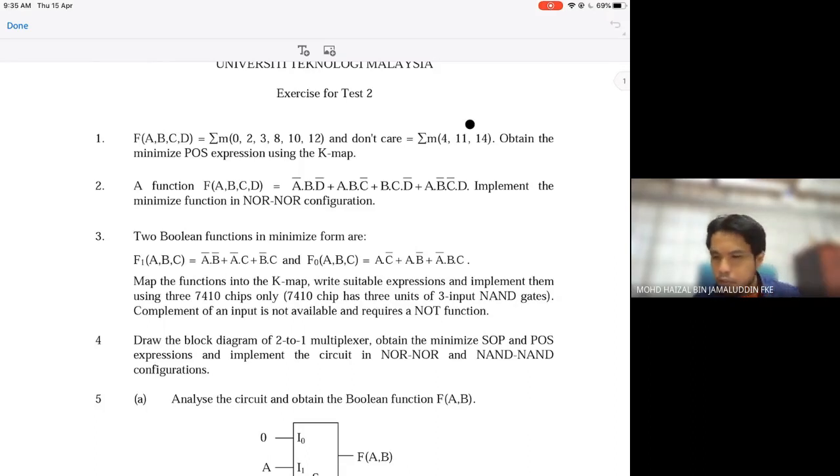Okay, you have around 25 minutes. You do this as an exercise. Try to think how the equation comes up with a NOR configuration. I will do this also, and we can discuss it at the start of the next week's class. Okay. So this is the exercise for test 2.